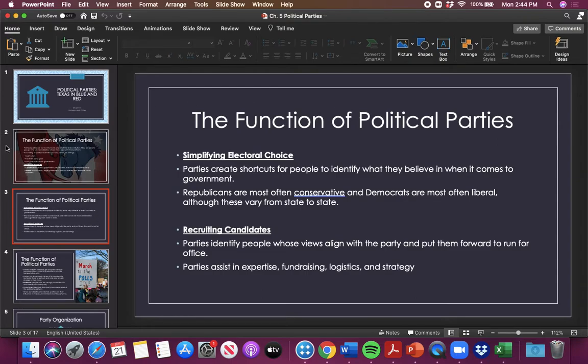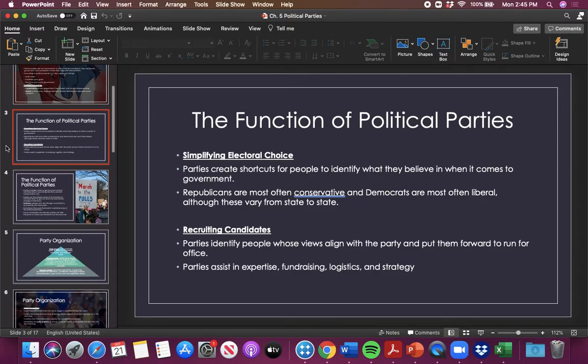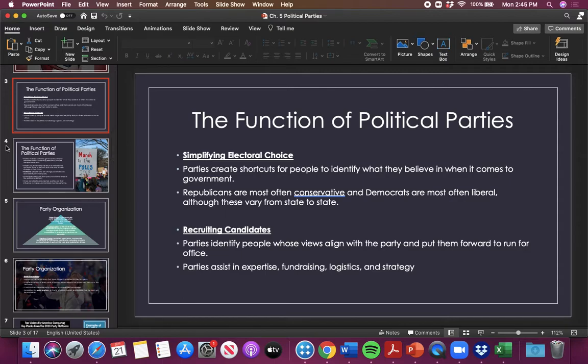Now, also, simplifying electoral choice. I'm sorry, not electoral college. Like I said, parties are a shortcut. So when you go into the booth and you don't know who any of these people are on the ballot, a lot of times people are just going to look at that letter beside their name. Is it an R? Is it a D? There's my shortcut. So it gives me at least a kind of summarized view of what this person believes.